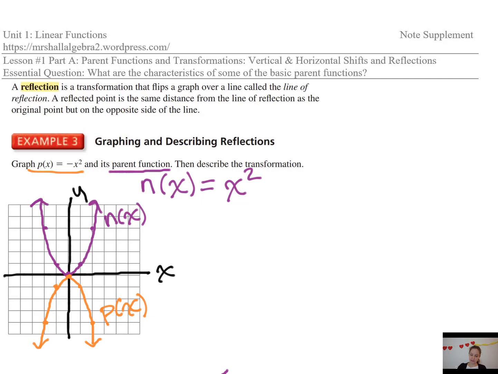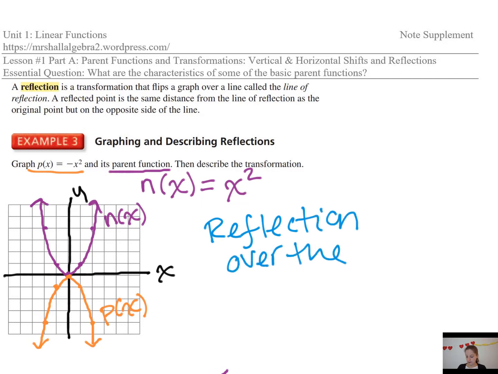Okay, describe the transformation. So this is a reflection over the x-axis. The x-axis is the line of reflection.